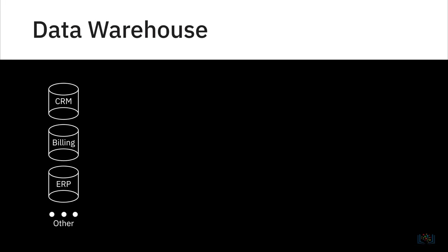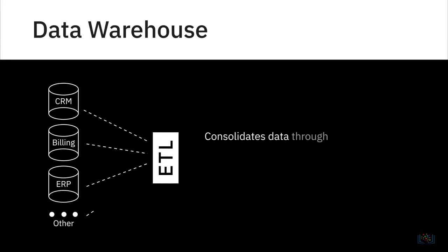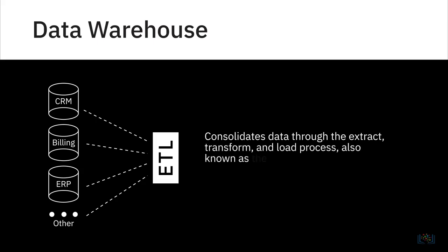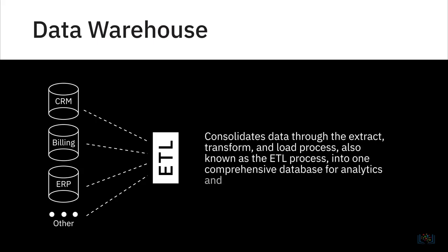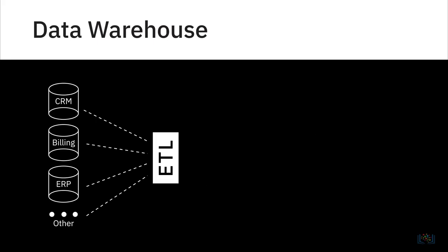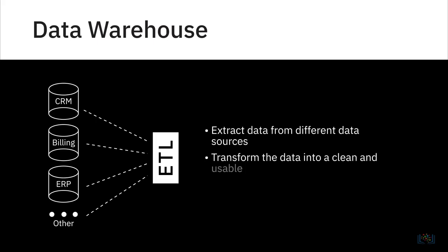A data warehouse works as a central repository that merges information coming from disparate sources and consolidates it through the extract, transform, and load process, also known as the ETL process, into one comprehensive database for analytics and business intelligence. At a very high level, the ETL process helps you to extract data from the different data sources, transform the data into a clean and usable state, and load the data into the enterprise's data repository.